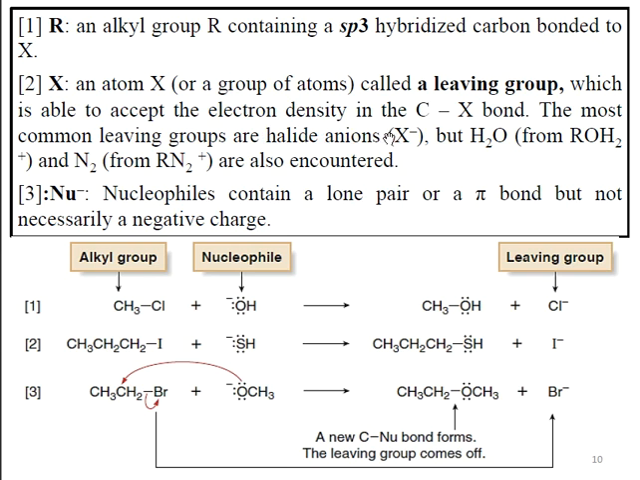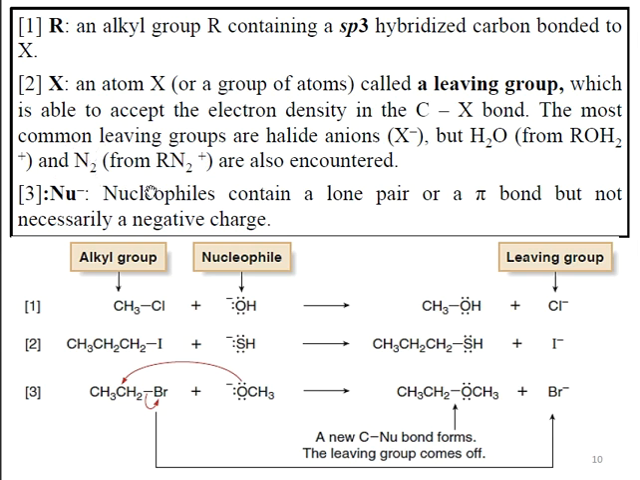Why? Because the halogen has high electronegativity, and it will take the negative charge and be stable. Also, H2O is not stable by itself, but it leaves from the ROH2 plus group, which carries a positive charge, and for this reason it goes out as H2O. Also the N2 in the RN2 plus, this compound is called a diazonium salt. Diazonium salts are also encountered; they can also give you a good leaving group.